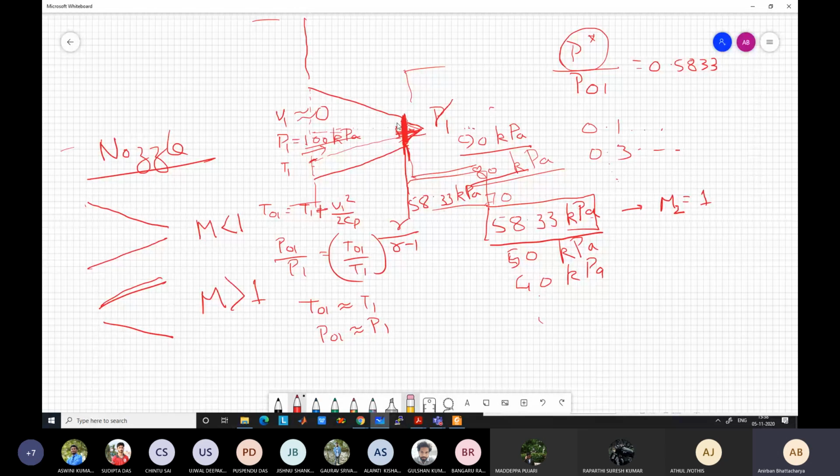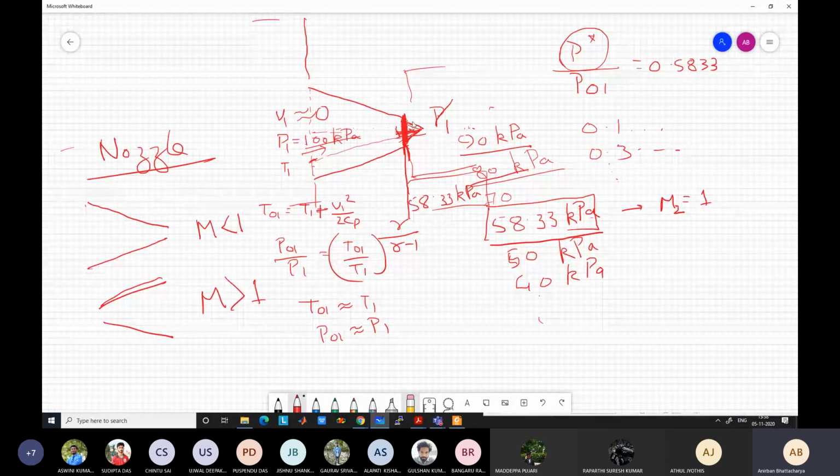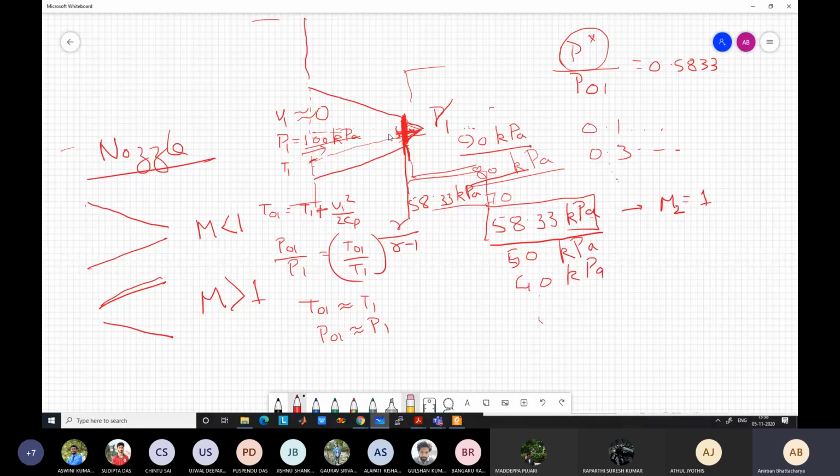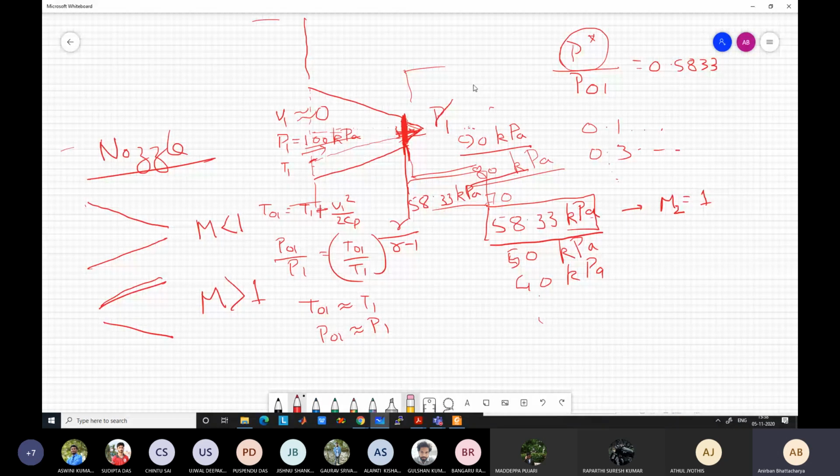If we had a divergent section beyond this point, then the velocity could have been increased beyond the speed of sound, and we could have got a much larger velocity. But in most general jet engines, we have a convergent nozzle. We will discuss later why this is the case. But let us assume at this moment that in most cases we have convergent nozzles.